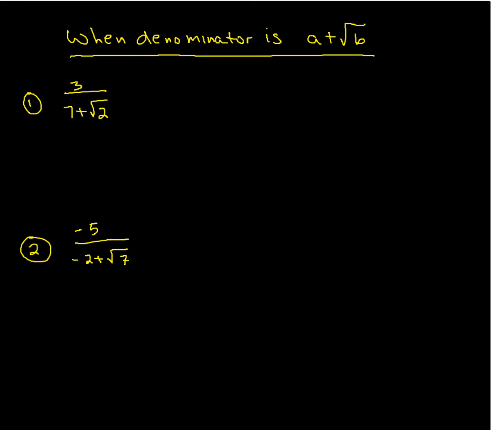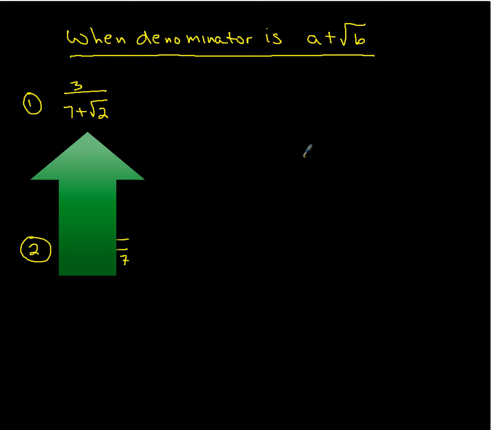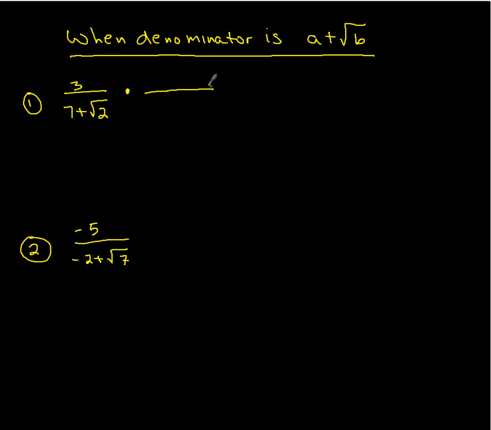That is going to be when the denominator is a plus the square root of b. So our first example here, we have 3 over 7 plus the square root of 2. So the conjugate of 7 plus the square root of 2 is 7 minus the square root of 2. So we're going to multiply the numerator and denominator by 7 minus the square root of 2 over 7 minus the square root of 2.